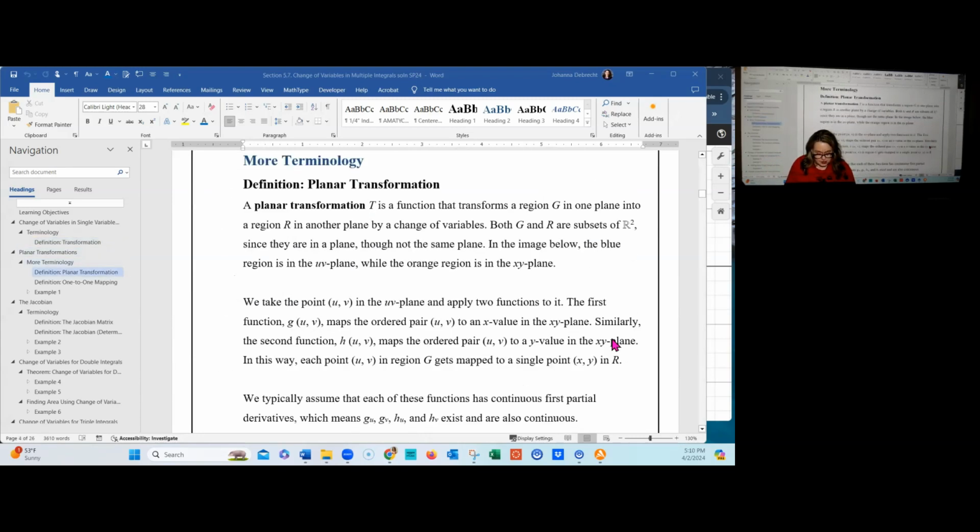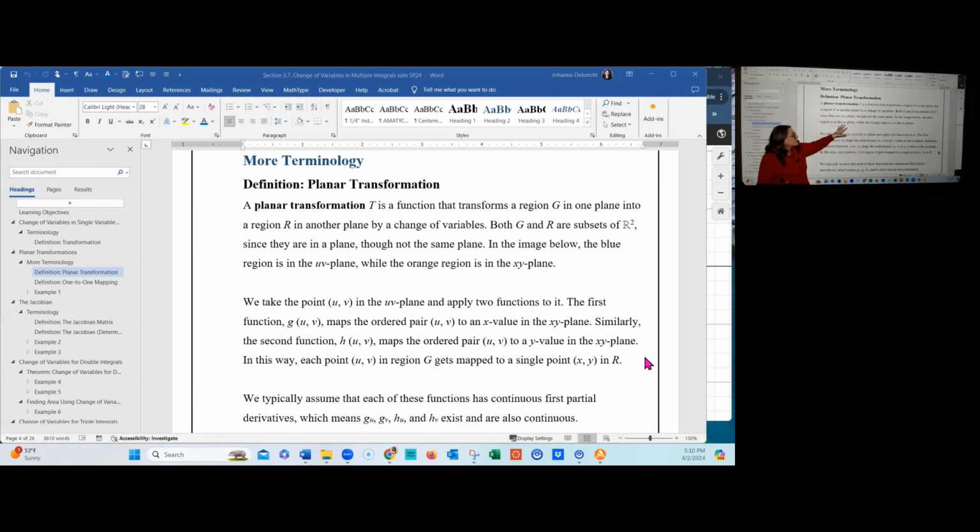Now, when we do this, we call it a planar transformation, meaning a transformation in the plane, two-dimensional. It transforms some region G in one plane into a region R in a different plane by changing the variables, maybe going from xy to r theta, or even from r theta back into xy. Now, both G and R have to be subsets of R2, the real plane, and G and R, though, may not be the same. In fact, they're probably not the same.